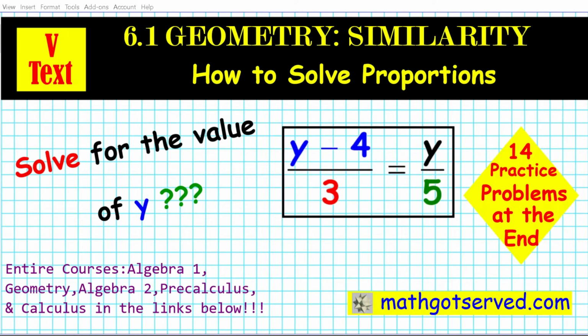In this clip, we're going to be going over section 6.1 of our virtual geometry text on similarity. We're going to be looking at how to solve proportions. An example problem that we're going to be attacking in this presentation is depicted here. Solve for the value of y in the proportion (y minus 4) over 3 equals y over 5.